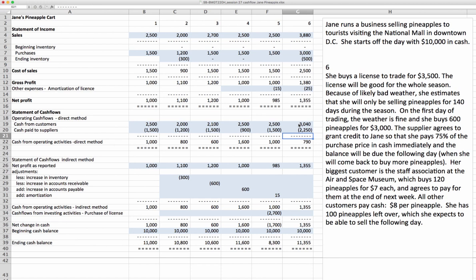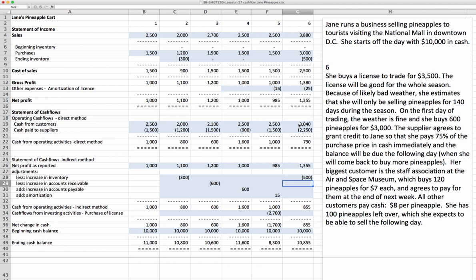Well, how does that compare with the net profit as reported, 1,355? Oh, we can see there's a difference. And why is there a difference? Well, we know we have to adjust for changes in inventory, changes in accounts receivable, changes in accounts payable, and amortization. So let's do that. So the increase in inventory, we can see that at the beginning of the day there was no inventory. At the end of the day there was $500 of inventory. So we're going to subtract this $500 increase in inventory.